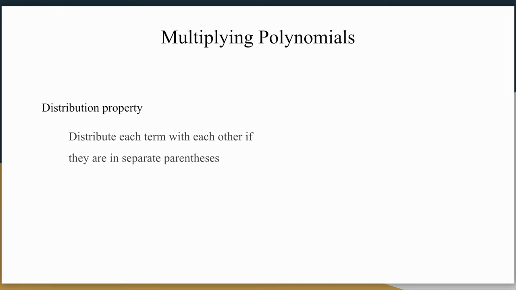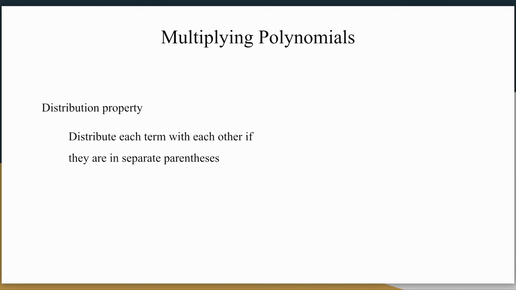Now we're going to proceed to multiply polynomials. To multiply polynomials, we need to do the distribution property. The distribution property says that you need to distribute each term with each other term if they are in separate parentheses. So for multiplying polynomials, we need to remember the distribution property, which states that you need to distribute each term with each other if they are in separate parentheses.